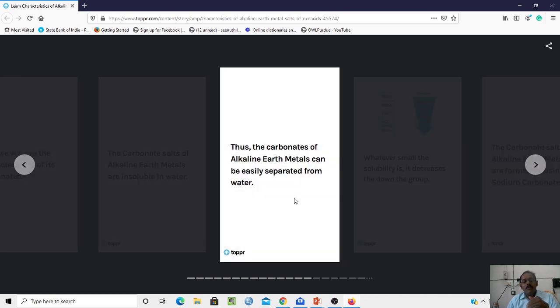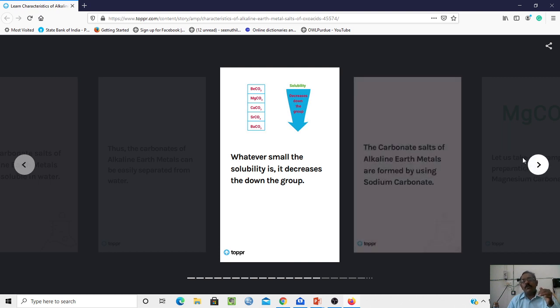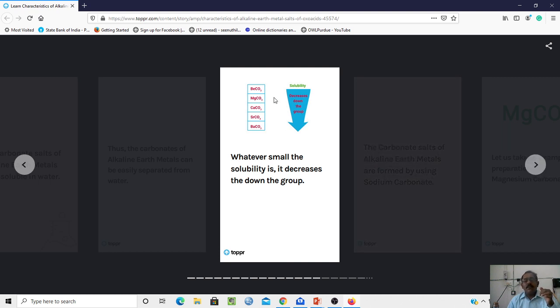Since it is insoluble in water, you can easily filter and separate. The solubility is small and decreases down the group. So the solubility of carbonates in water decreases down the group, which means that beryllium carbonate is highly soluble and barium carbonate is less soluble.